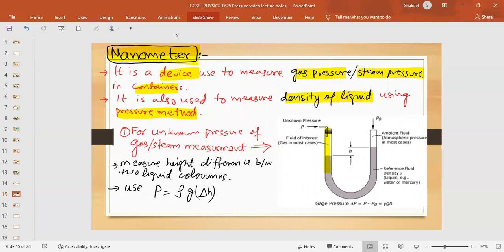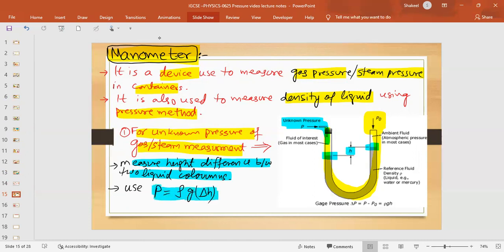It basically consists of a U-shaped glass tube with both ends open. If you want to measure the unknown pressure of a gas or steam, you keep one end open, like this end, and connect the other end to the object whose pressure you have to measure, like the gas. Then you measure the height difference between the two liquid columns. Just measure that and then use the formula P equals rho g delta h, where delta h is the height difference. Put the values in to get the gas pressure.